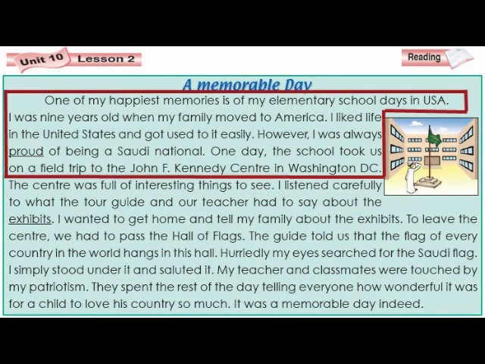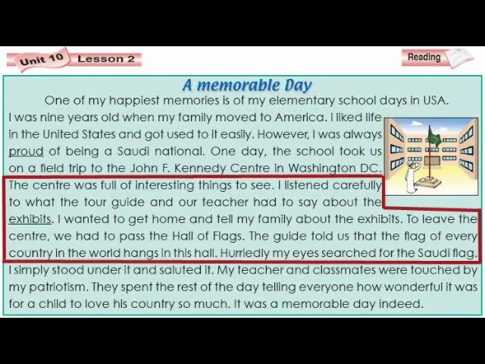One day, the school took us on a field trip to the John F. Kennedy Center in Washington, D.C. The center was full of interesting things to see. I listened carefully to what the tour guide and our teacher had to say about the exhibits. I wanted to get home and tell my family about the exhibits.